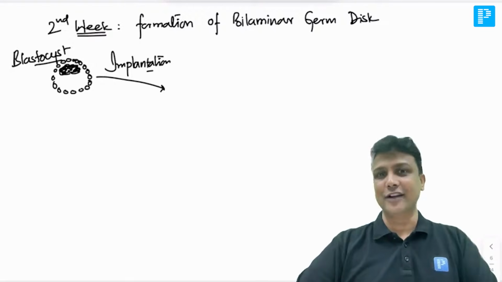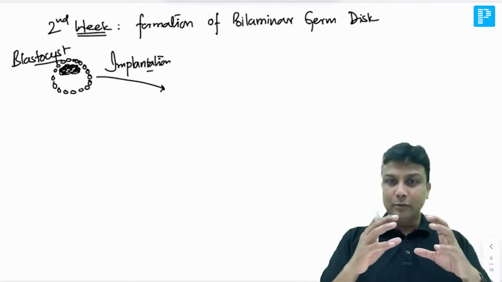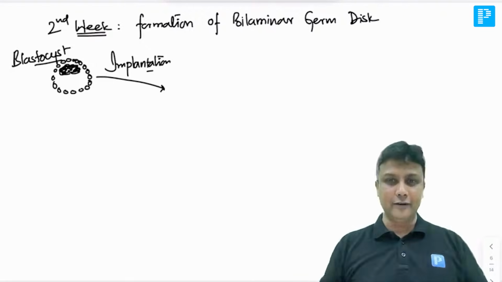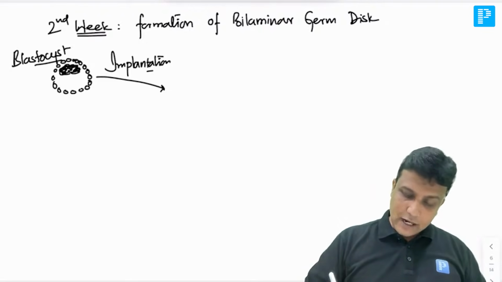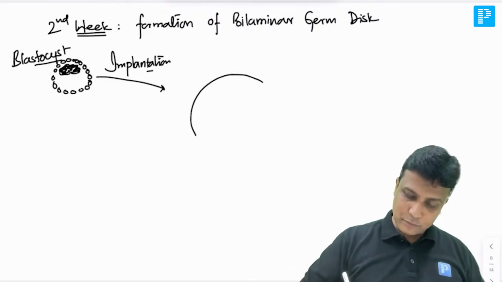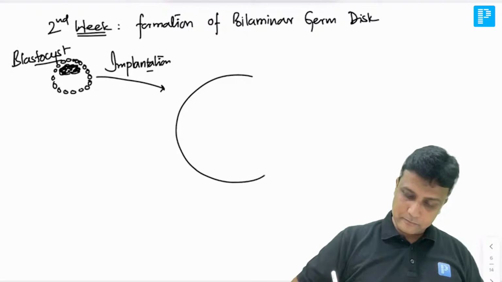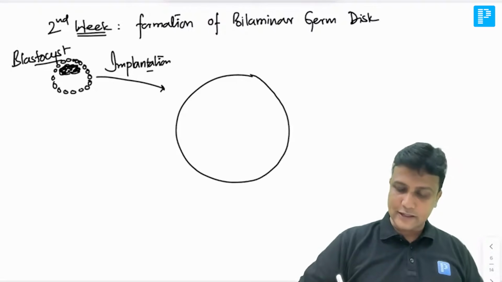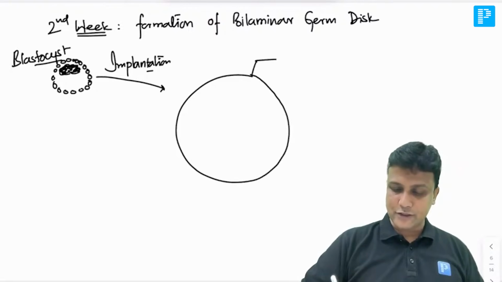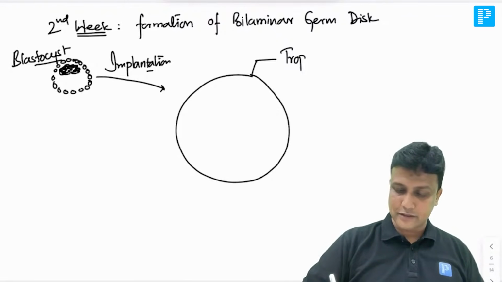Ab blastocyst ka kya hoga? What will happen? Now the moment that blastocyst gets implanted, the outer cell mass is going to become trophoblast. Let me draw it again. This outer cell mass is now known as trophoblast.